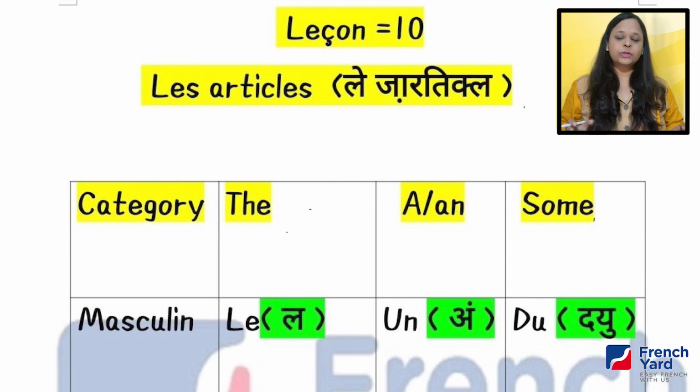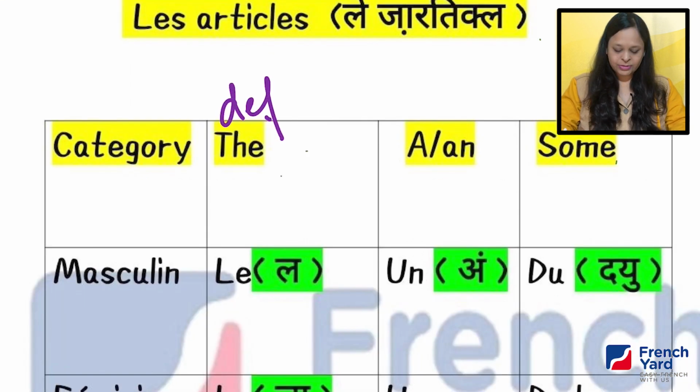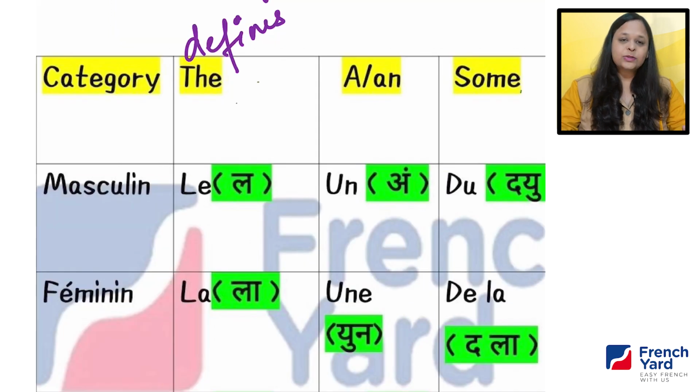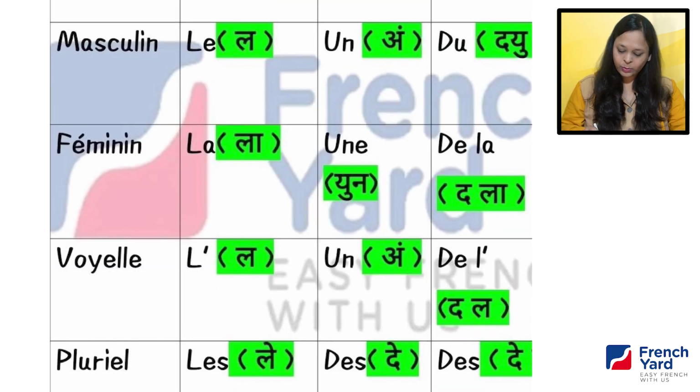Now everybody knows we have majorly three types of articles in French. The first category is les articles définis, meaning the definite articles. The definite articles mean "the" in French, like the red pen, and are of four types: masculine le, feminine la, vowel l', and the plural les.